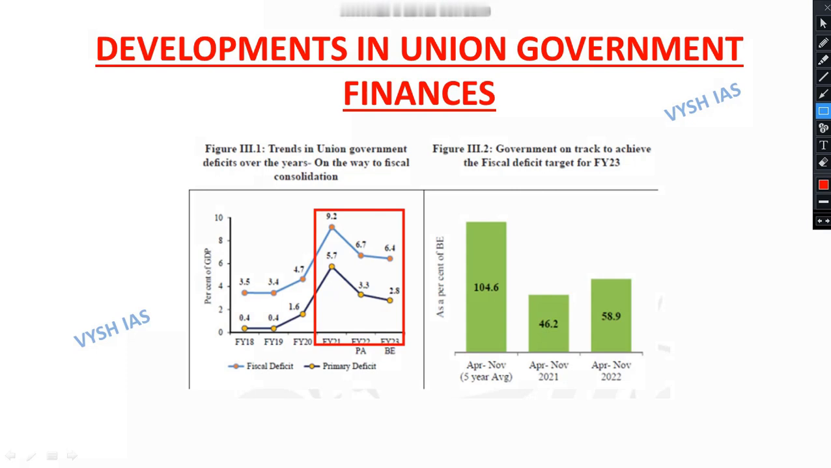The second graph does not hold much importance, but I will explain a little bit that it is regarding the fiscal deficit target for financial year 23. Here we can see that in the year 2021 the fiscal deficit is 46.2%, but in 2022 the fiscal deficit is 58.9%. It means that the fiscal deficit has increased from 2021 to 2022.